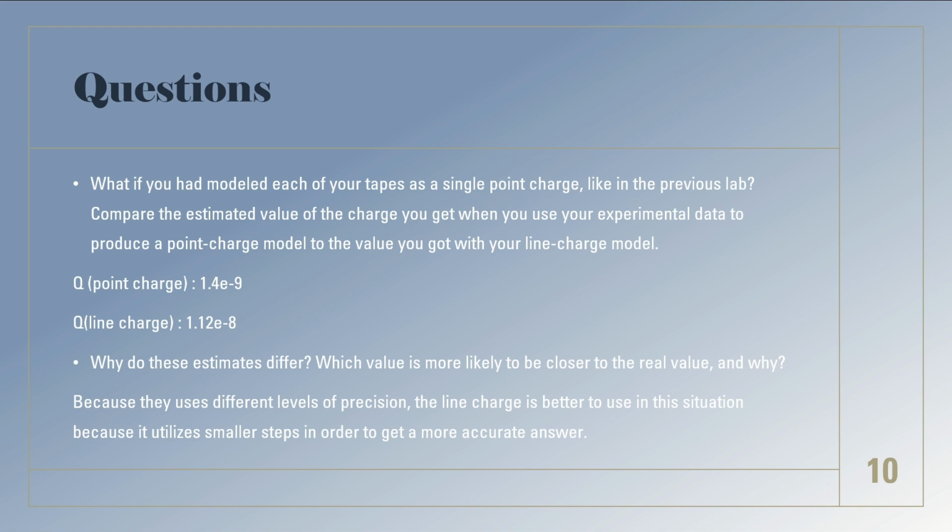Why do these estimates differ? Which value is more likely to be closer to the real value? Why? Well, the line charge value is closer because they use different levels of precision, but the line charge is better to use in this situation because it utilizes smaller steps, like I said earlier, and we get a more accurate answer.